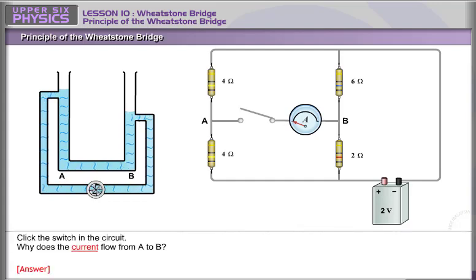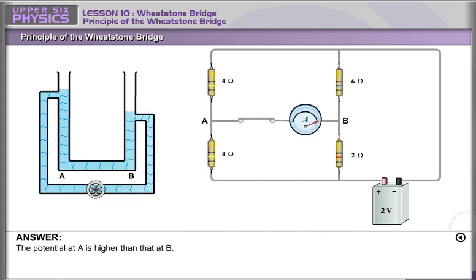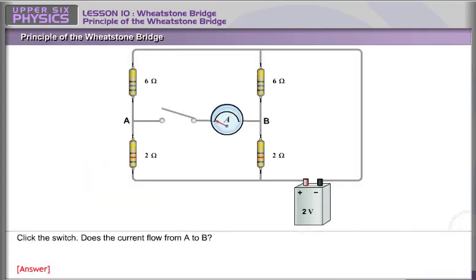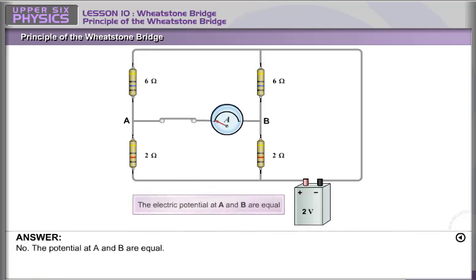Click the switch in the circuit. Why does the current flow from A to B? Answer. The potential at A is higher than that at B. Click the switch. Does the current flow from A to B? Answer. No, the potential at A and B are equal.